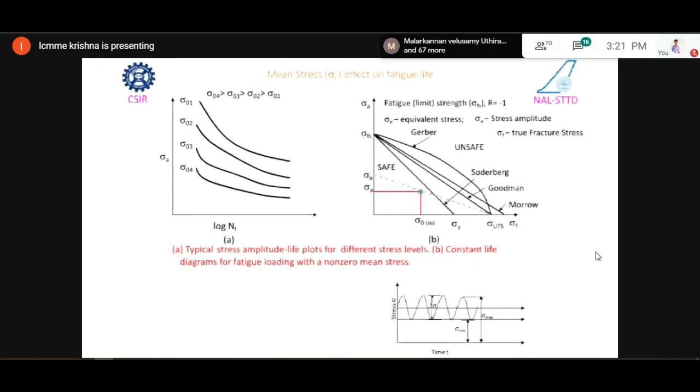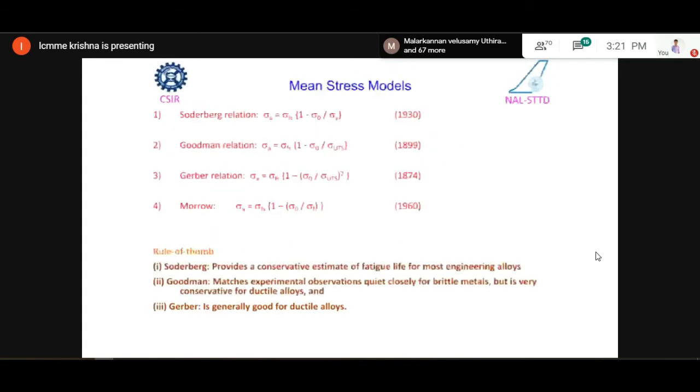Looking at the mean stress models, we have the Soderberg, from 1930, which depends on the yield stress. Then the Goodman, where sigma naught is the mean stress and sigma FL is the failure stress; it depends upon the ultimate stress. The Gerber also depends on the ultimate stress, but it is a parabolic curve, which is the square term. And the Morrow again is linear, but it depends on the failure stress.